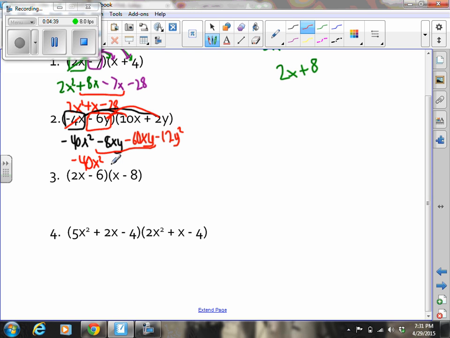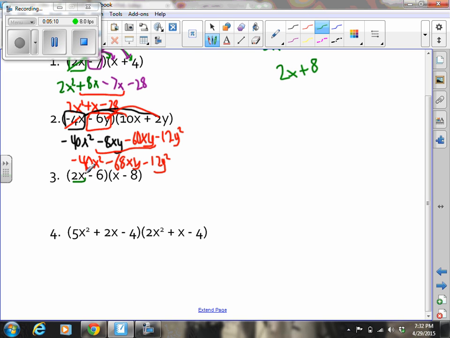Negative 8xy minus 60xy would give me negative 68xy. And my leading term and my ending term didn't have anybody, so they just came along for the ride. So negative 4x minus 6y times 10x plus 2y is equal to the expression negative 40x squared minus 16xy minus 12y squared.